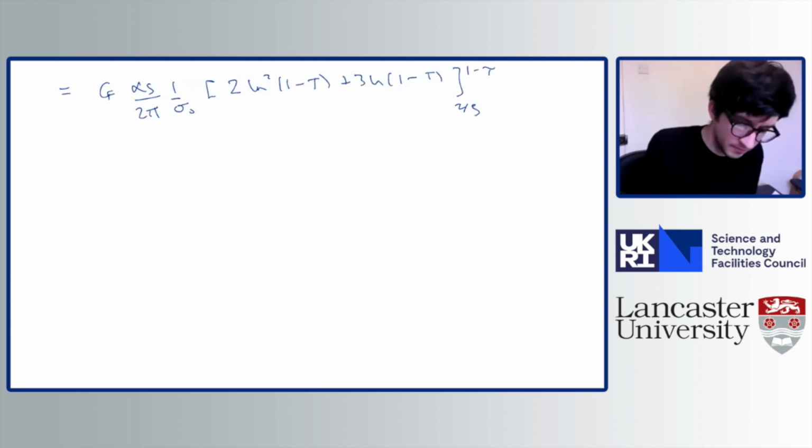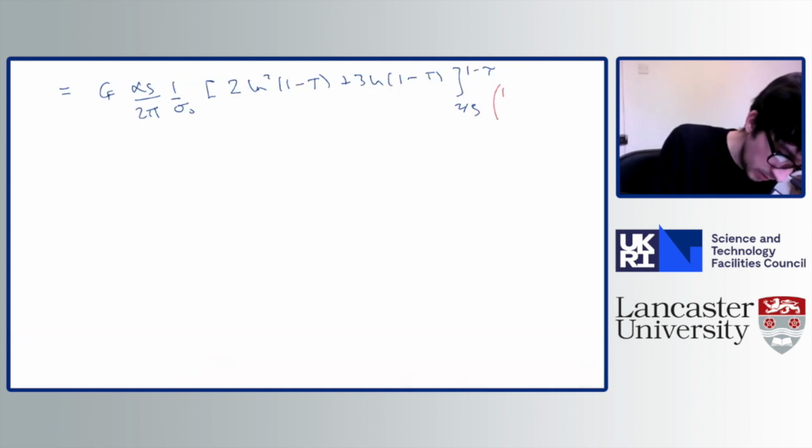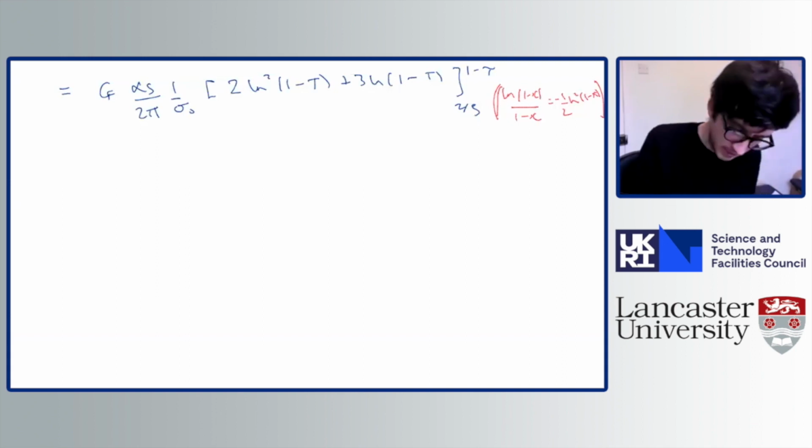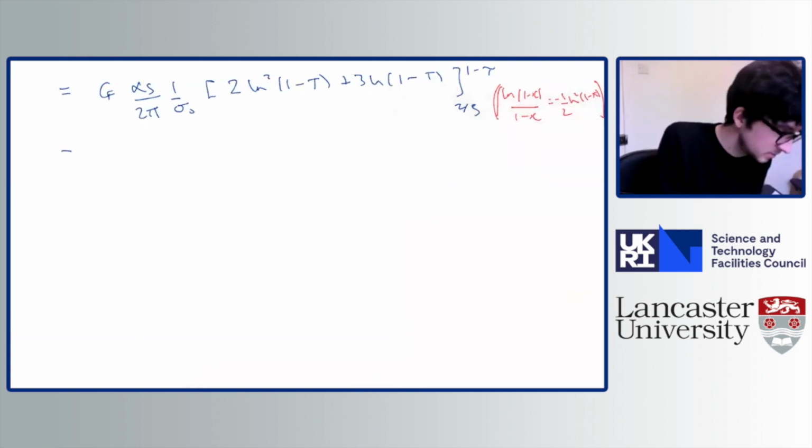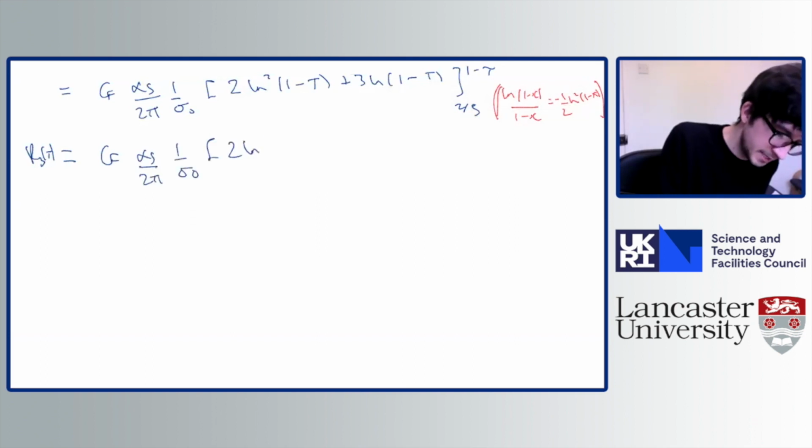Okay, so I've just used a known integral: the integral of log(1 minus x) over (1 minus x) is equal to minus a half log squared (1 minus x). So that's that. And therefore R3 of tau, again in this limit, is C_F alpha_s over 2 pi, 1/sigma-naught, times 2 log squared tau, because I put in the limits, plus 3 log tau, and you get some other stuff. Let me put it in just for completeness, but we really don't care about it.